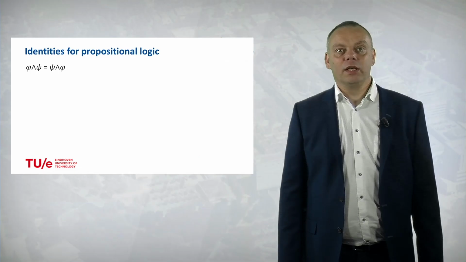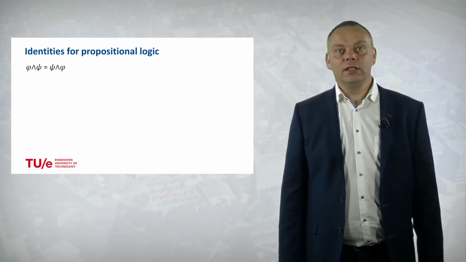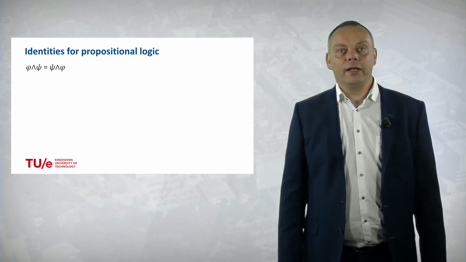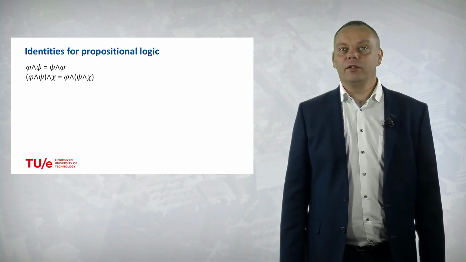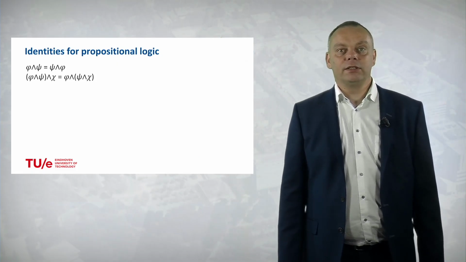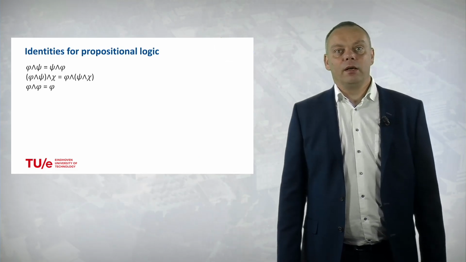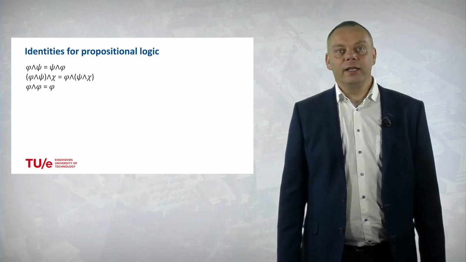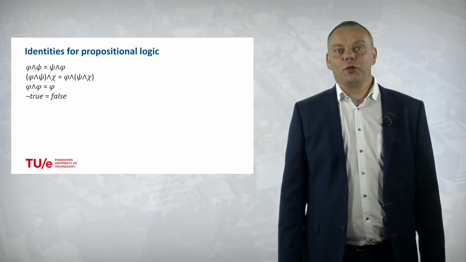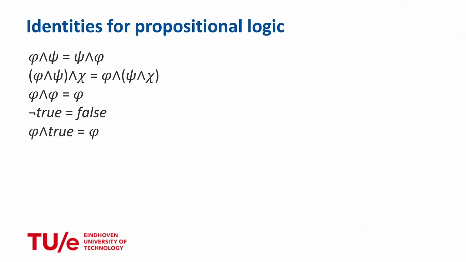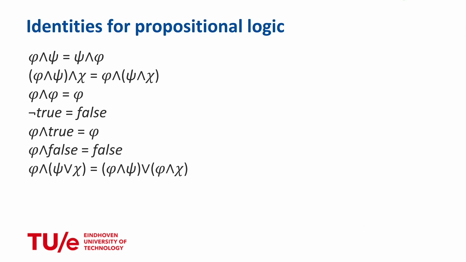We, for instance, know that we can exchange the left and right hand side of an and, as is shown by this commutativity identity. We know that we can put the brackets in every way we want around an and, that's associativity. If we have phi and phi, then that is just expressing the same as phi. Not true is equal to false. Phi and true is equal to phi. Phi and false is equal to false.